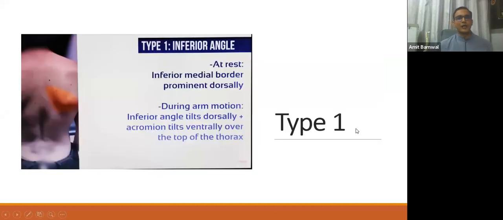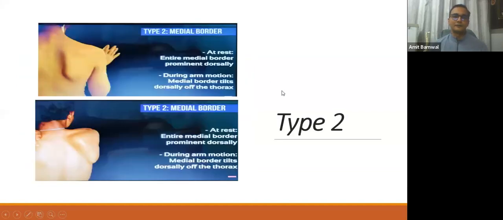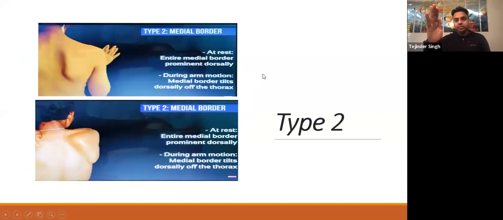So what is type 1? Generally at rest in type 1, the inferior angle is dorsally tilted. When we ask the patient to move the arm, the inferior angle gets more dorsally tilted and the acromion gets more ventrally tilted over the thoracic wall. As we can see in this image, the inferior angle is more prominent in resting position. When we ask the patient to elevate the arm, it gets more dorsally tilted and the acromion moves over the thoracic wall. Basically, you're getting something like this.